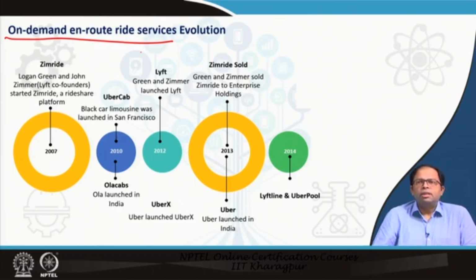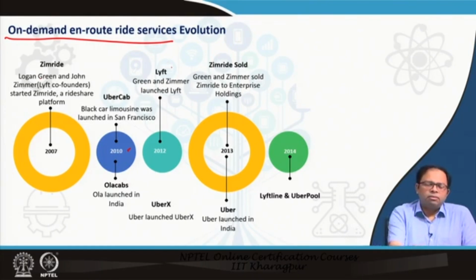And then, using this particular ride share platform idea, Uber Cab started. This was the first instance when Uber started their black car limousines in San Francisco. This was around 2010, and then we also see the launch of Ola cabs in India during more or less the same time period. And then the founders of Zimride started Lyft. This is another very popular ride sharing service in the US, and also in other places in the world. Lyft was launched in 2012.